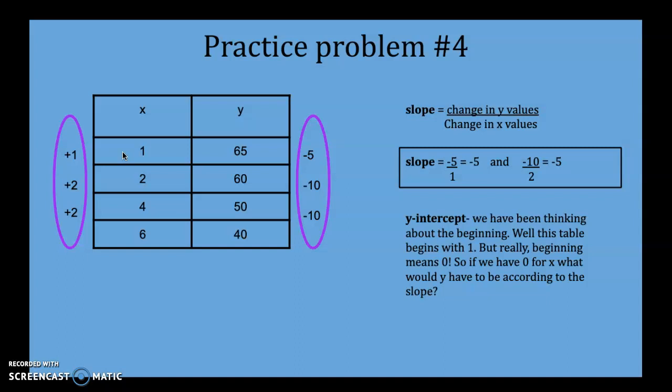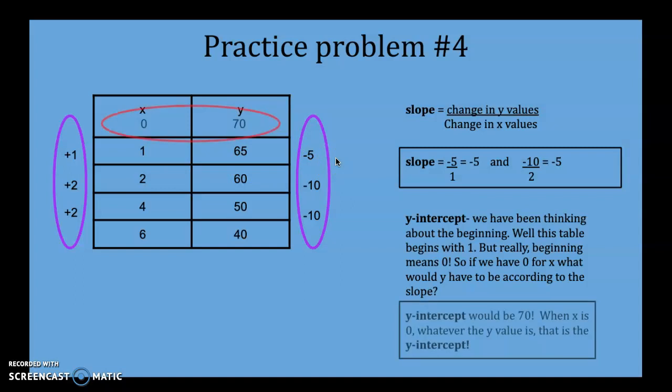So what if we had x of 0? If we followed the pattern, and we're thinking about it going this way, if I take 2 and subtract 1, I get this. If I subtract 1 again, I would get 0 here. So I have to add 5 to go here. If I add 5 there, that means when x is 0, y would be 70. When we find that beginning, that x value where it all begins, that's 0. Whatever y is when x is 0, that's your y-intercept. So 70 would be our y-intercept.